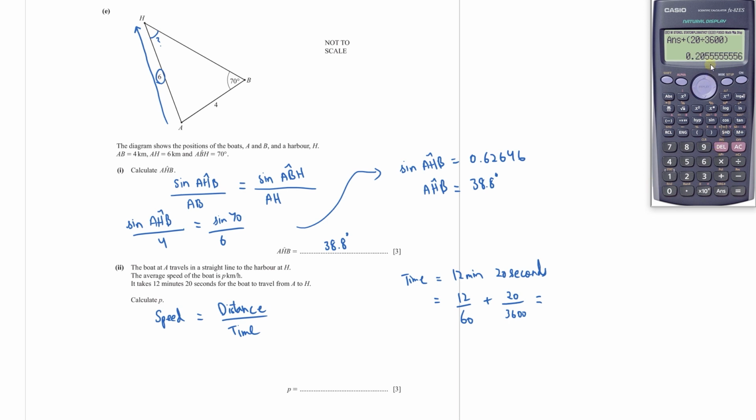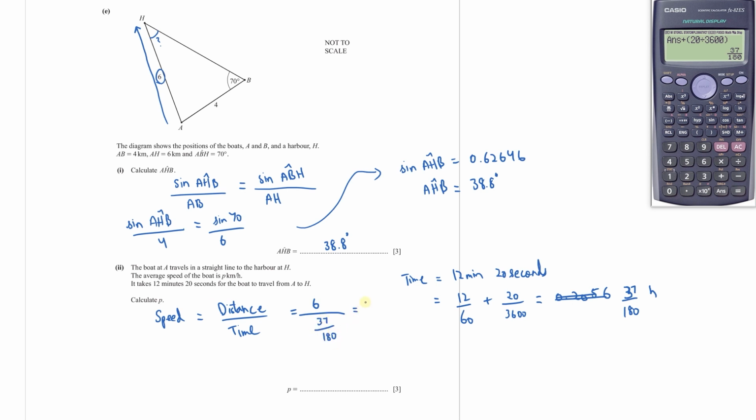So this is 0.2056, you can say. In fact, if you want, you can use the fraction value here as well. So let's try that. Let me write this in fraction, which is 37 over 180 hours. So now your distance is 6 divided by your time in hours, which is 37 over 180.